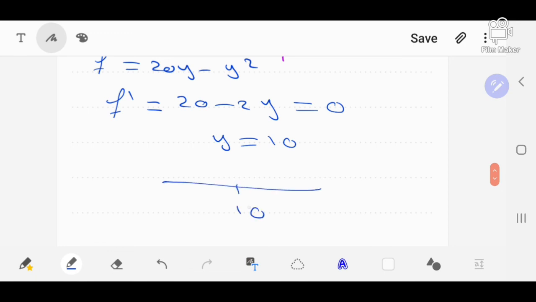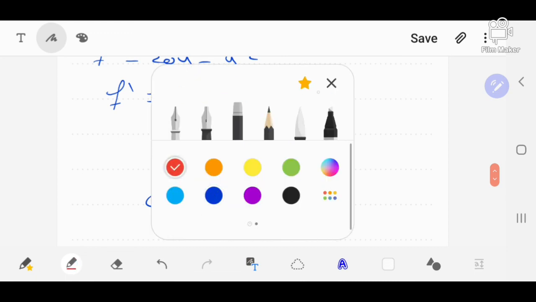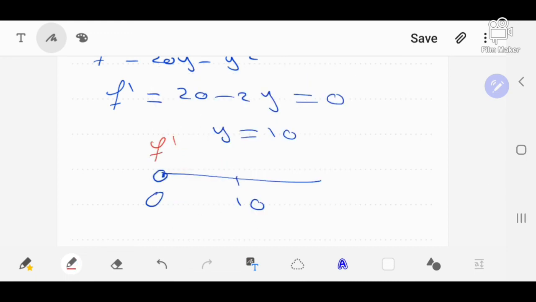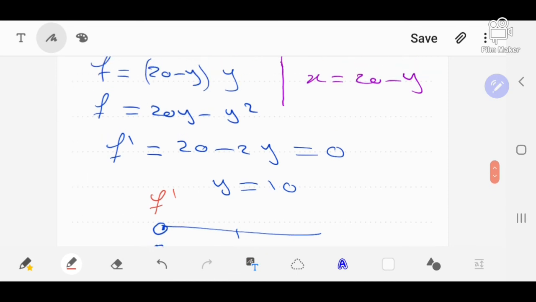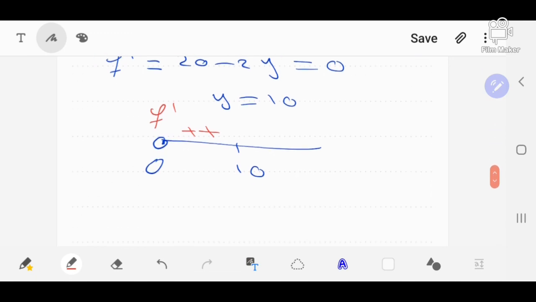Again, I'm talking about positive, so we will start from 0. 0 is open. Let's check the sign of the first derivative. So choose a number less than 10, let's say 1. 20 minus 2, that's positive. Greater than 10, let's say 11. 20 minus 22, that's negative. So increase, decrease, what do we have here? We have a maximum. So y equals 10 will give us a maximum value.